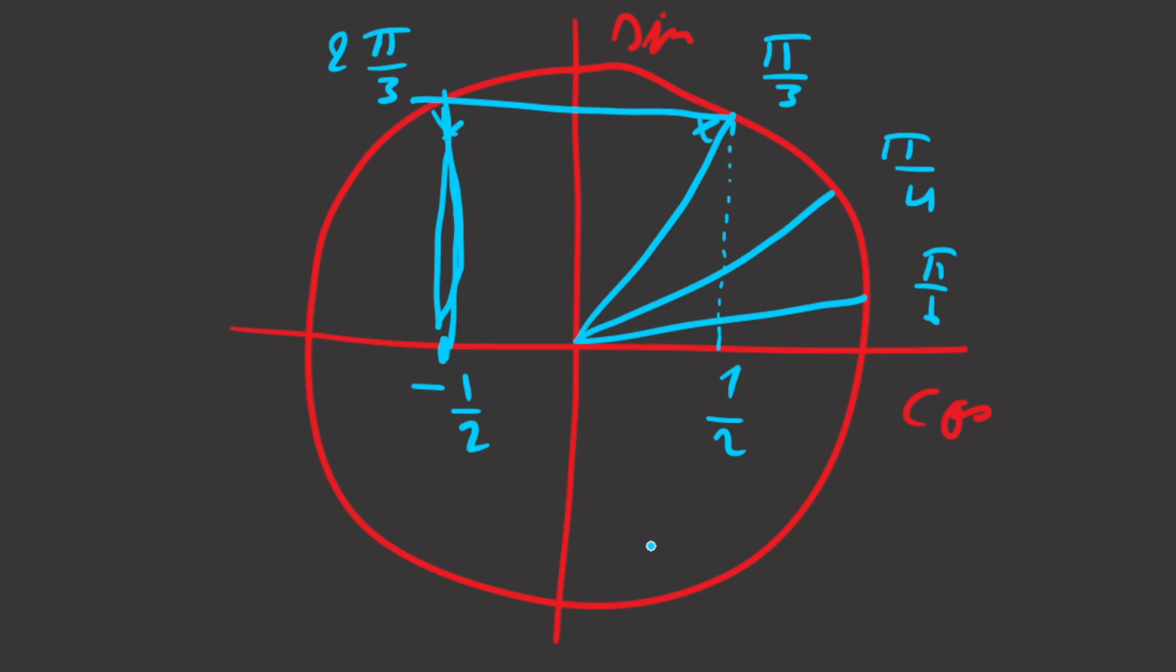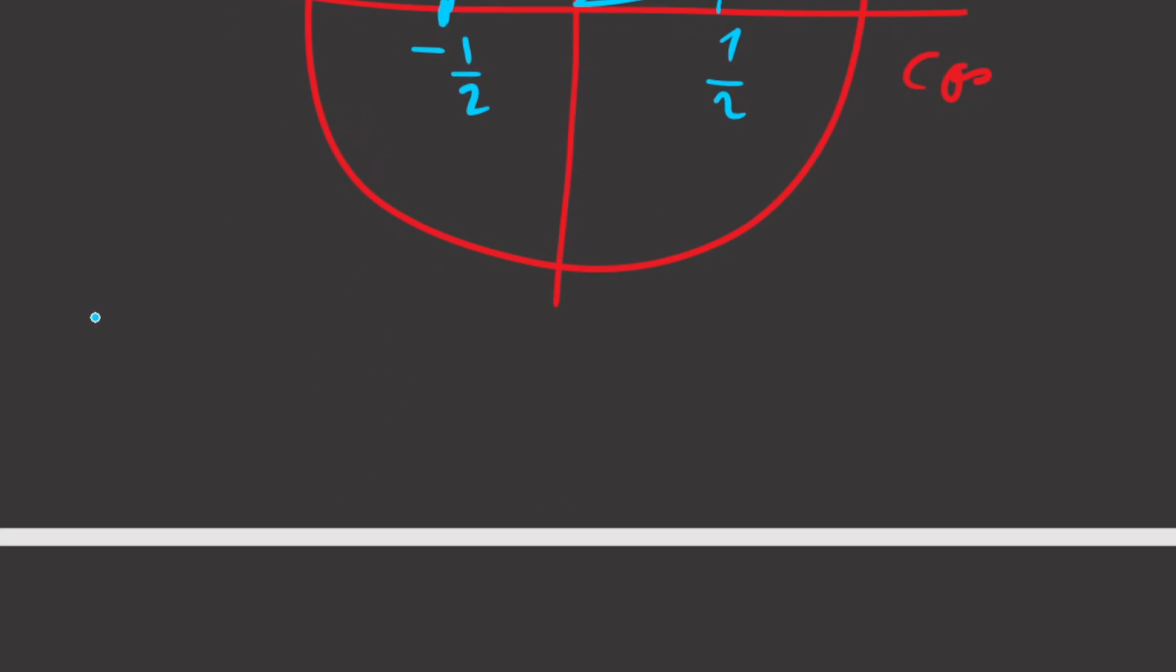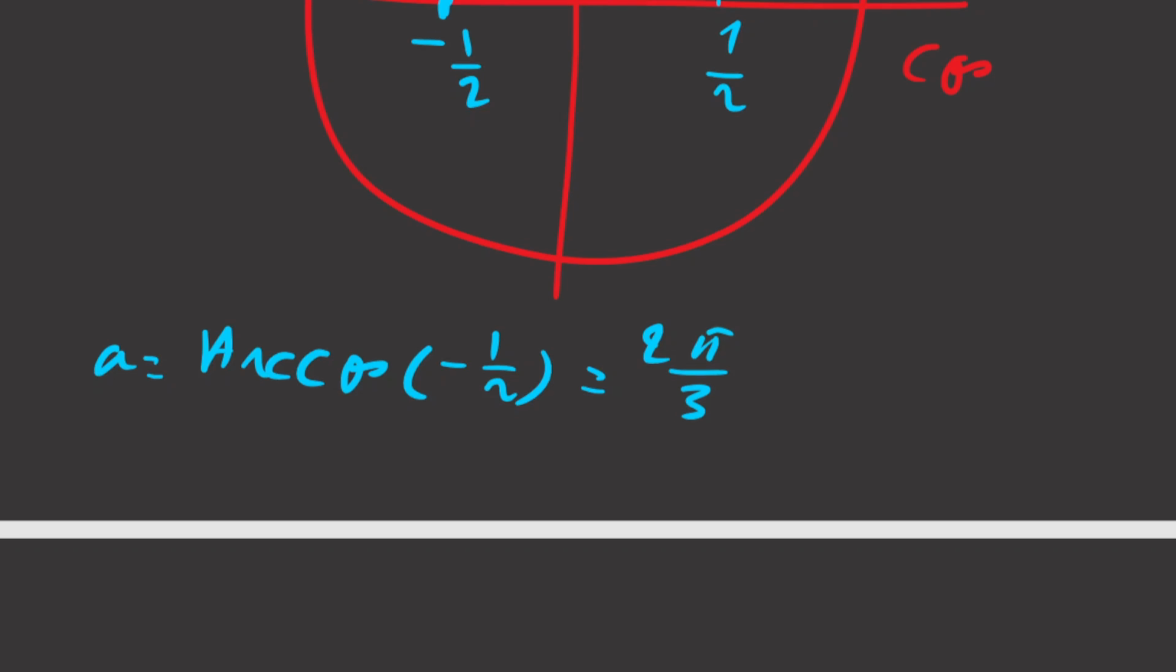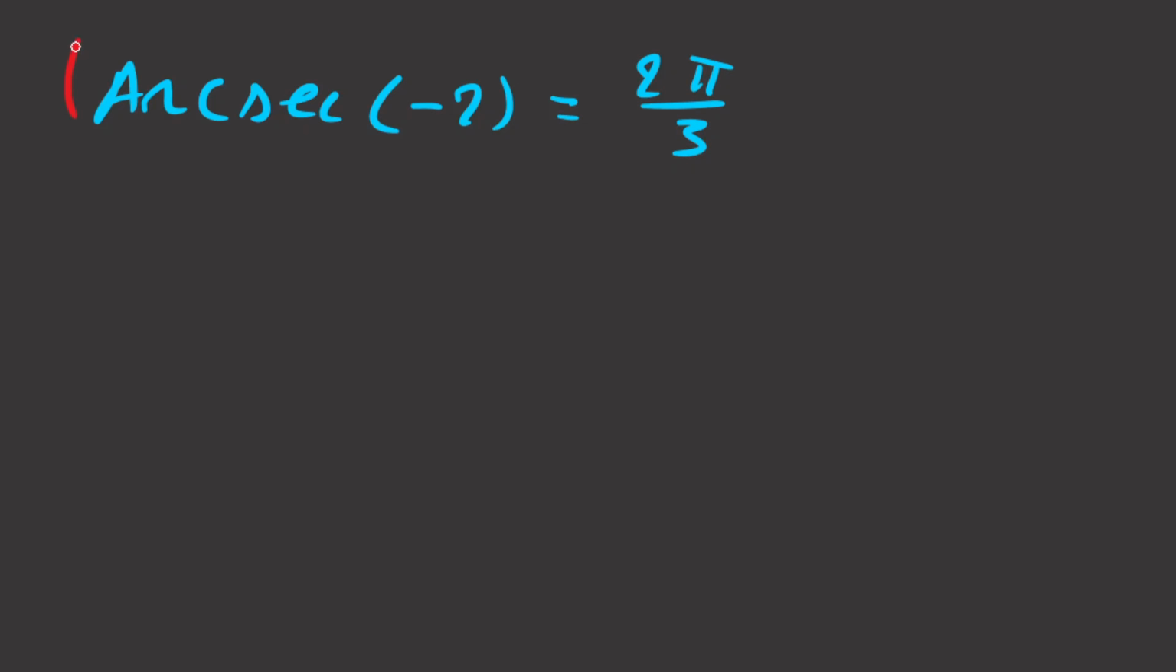Just to write down the answer, a is equal to arccosine of minus 1 over 2, and it is equal to 2 pi over 3. So to write down our formal final answer, arcsecant of minus 2 is equal to 2 pi over 3, and we should remember this one.